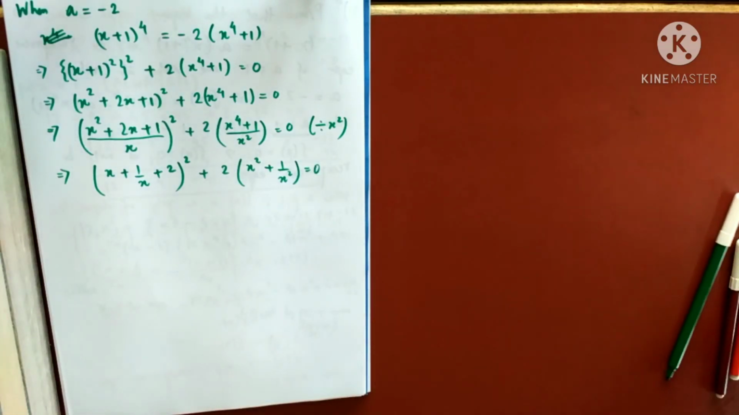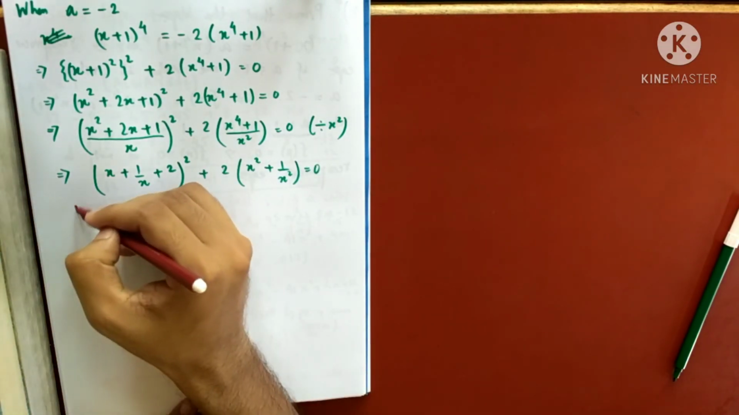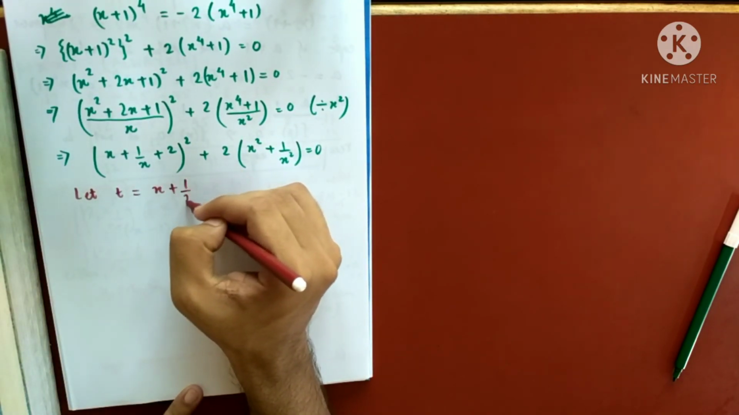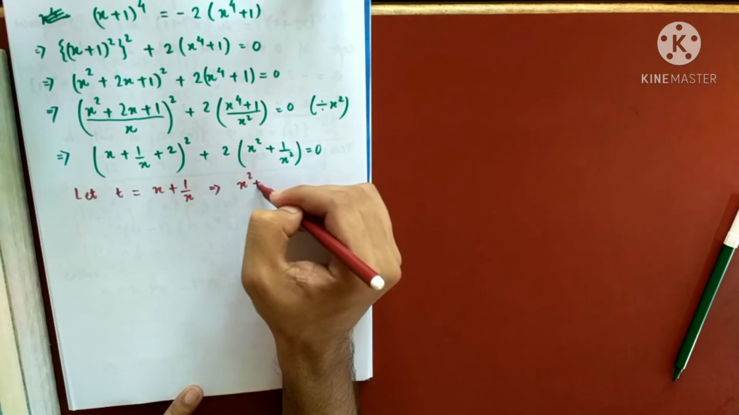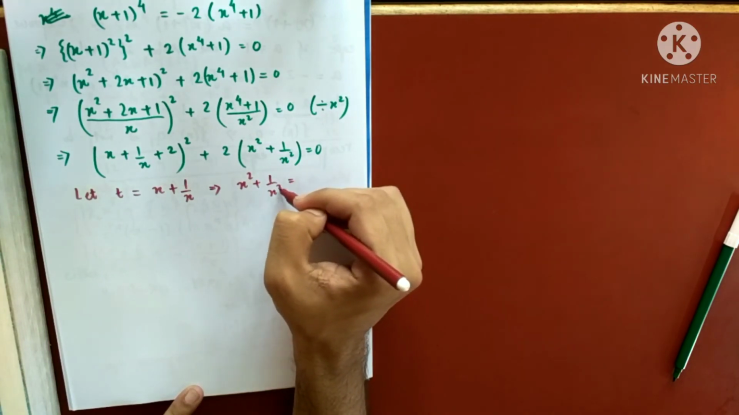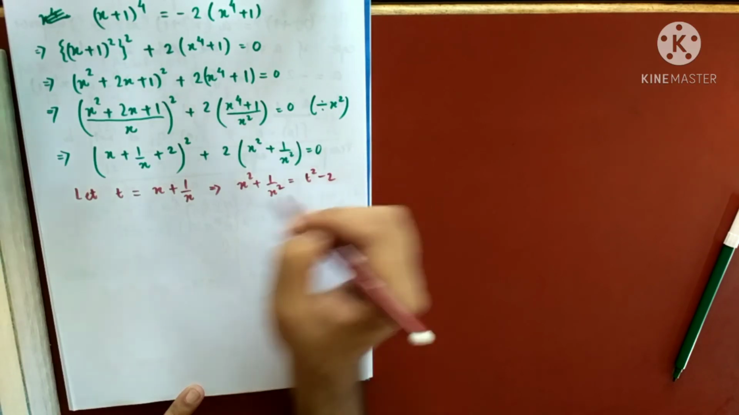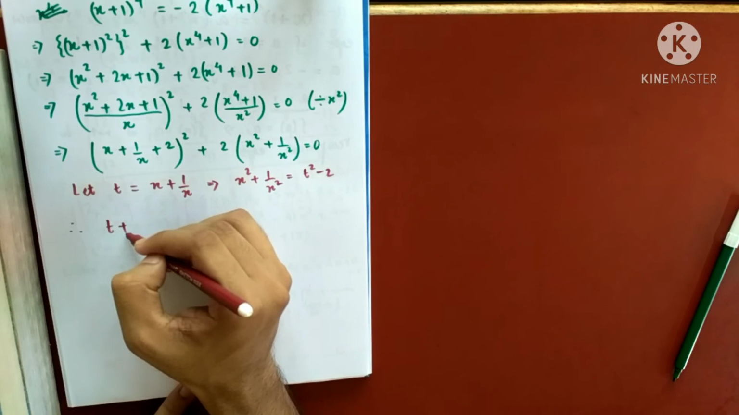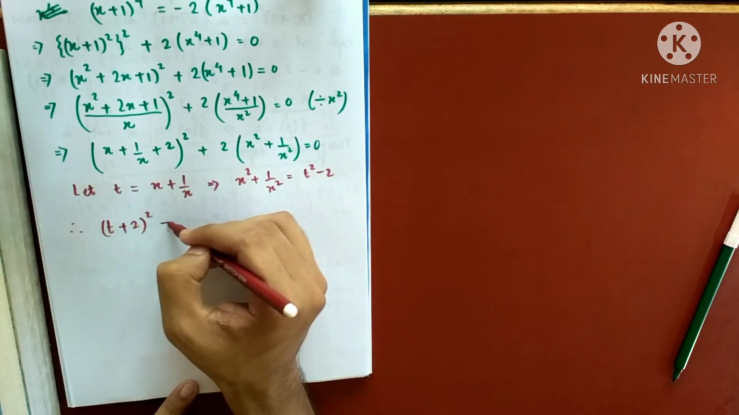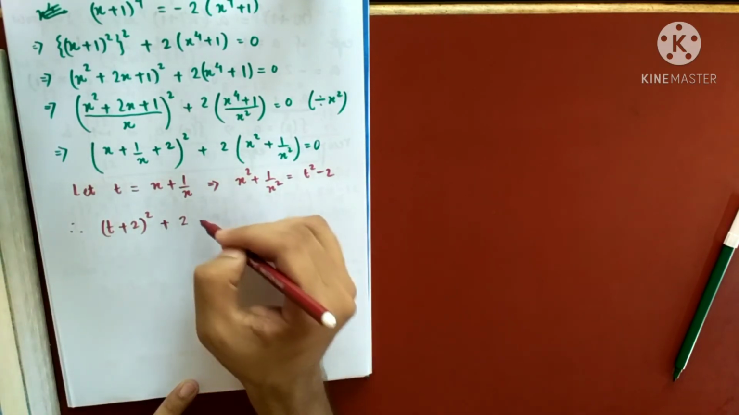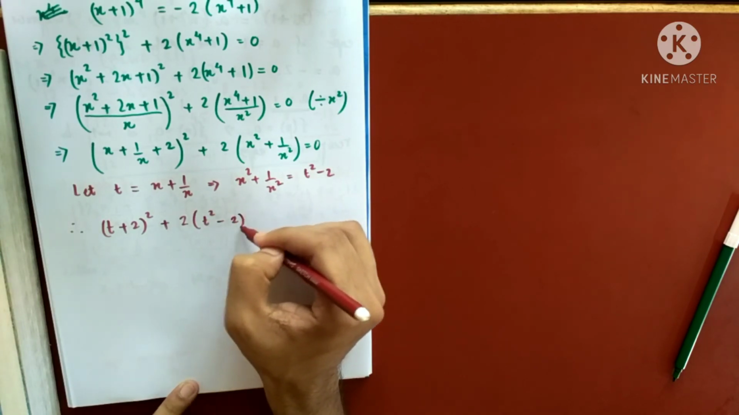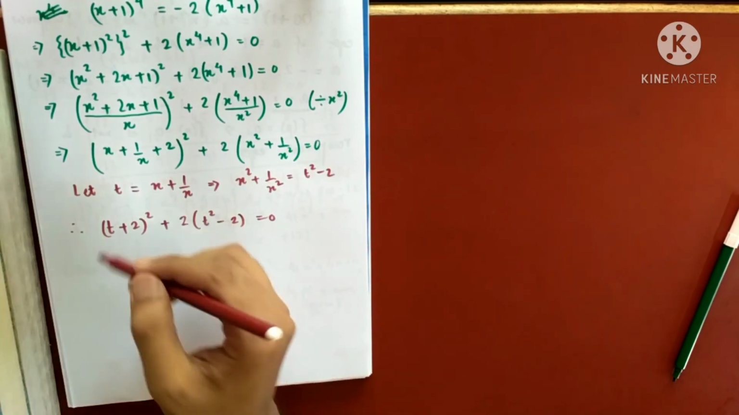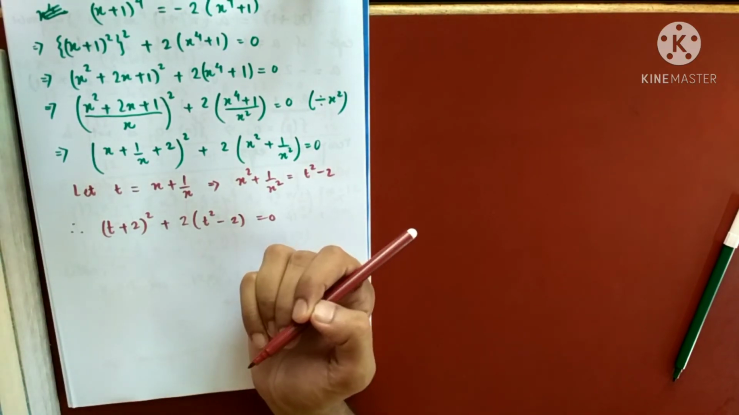What was the logic? You already know. Let t equal x plus 1 by x only. You take this as t, and that implies x square plus 1 by x square is always t square minus 2. So therefore, what will I get? I will get (t plus 2) whole square plus 2 into (t square minus 2) equals to 0. Now you will get a quadratic equation in t.